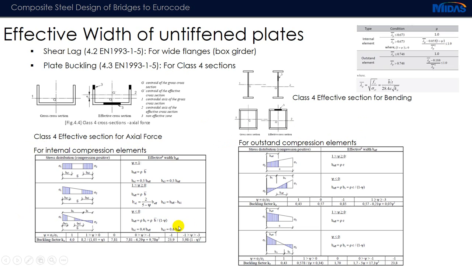So as you can see here, for internal compression elements, based on the stress distribution, a reduction factor is being used to calculate the effective width. Now the way we find out the effective width is displayed over here. We calculate the slenderness of the element under consideration. So if it's an internal element, like in the case of a plate girder, it will be the web, which is an internal element. We calculate the slenderness ratio shown here. Psi is the stress ratio, so the stress between the extreme fibers of that element is being considered.